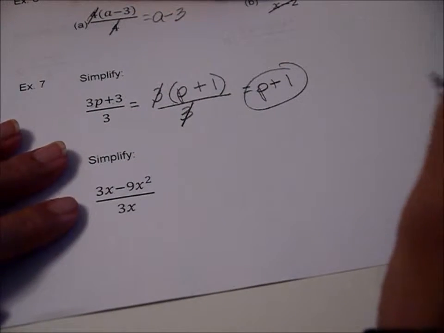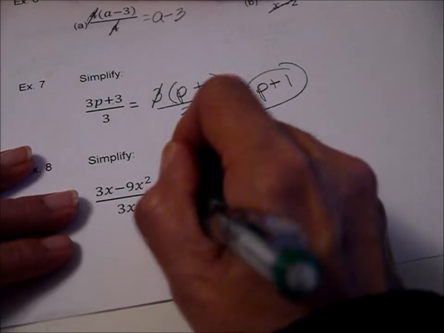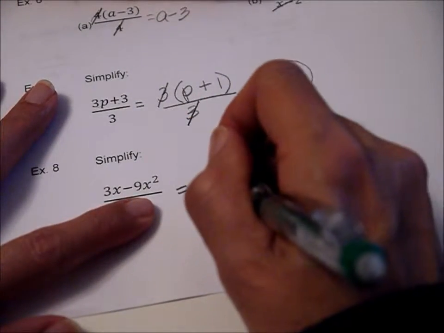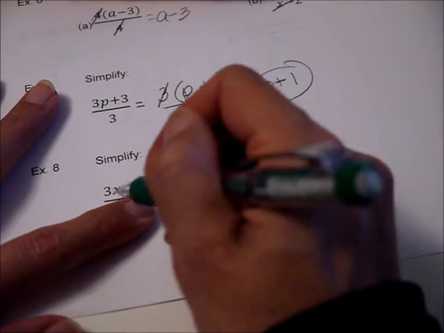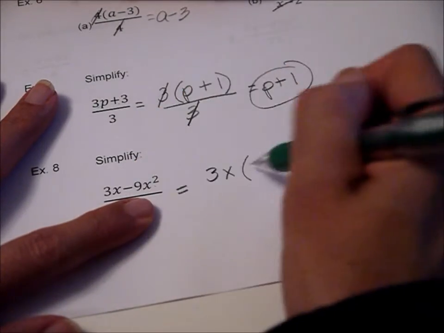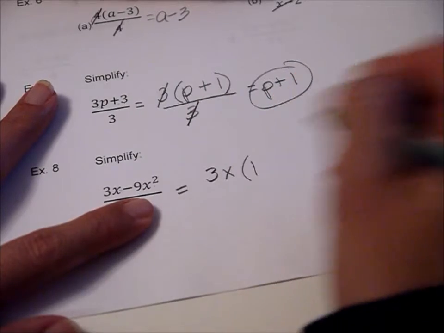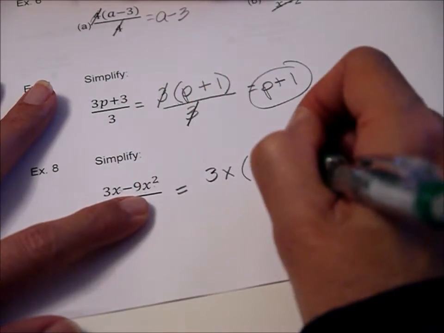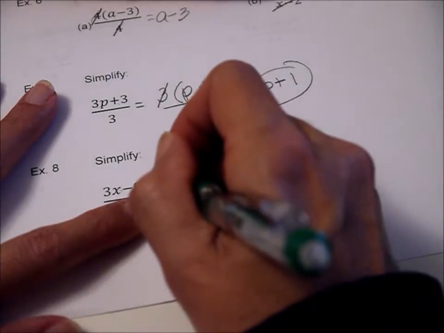Again, factor first if you can. Is there something that goes into the top here they both have in common? Well, 3 goes into both of those, and x goes into both of those. So if we factor out a 3x, we're left with a 1, minus, if we take 3x out of this, we get 9 divided by 3, and x minus 1.